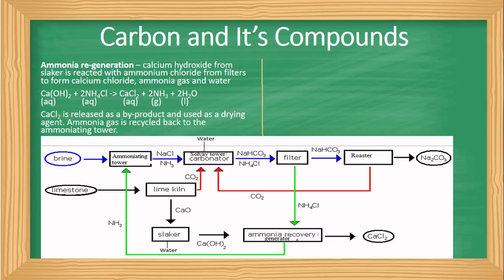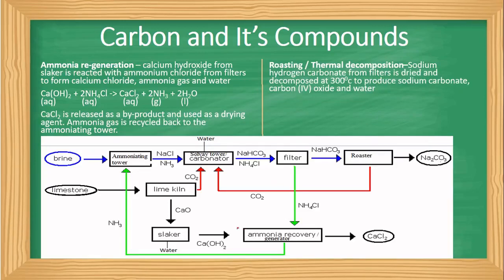The calcium chloride that is formed here becomes now a byproduct. It is churned out as a byproduct and used as a drying agent. Ammonia gas is recycled back. It goes back to the ammoniating tower to be used, mixed again with brine to create ammoniacal brine. So that's what happens in this stage of ammonia regeneration. Now we go back to the roasting.